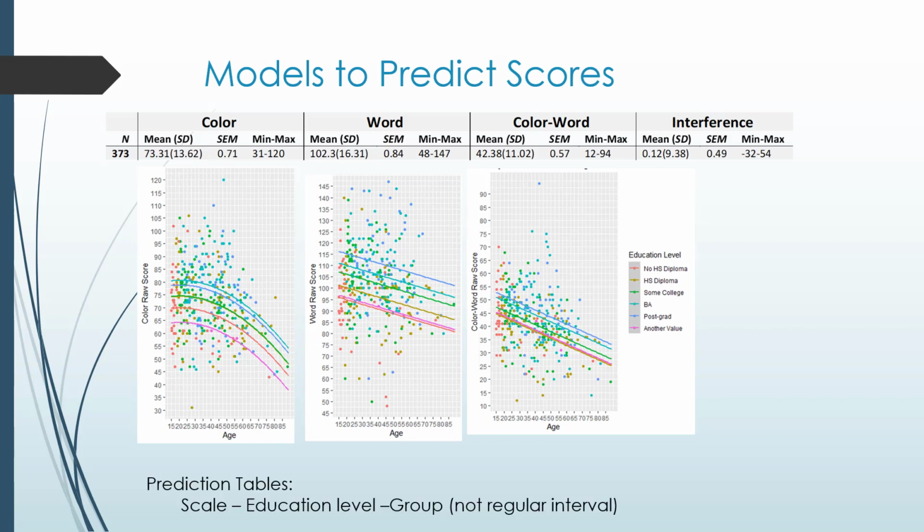And from these, we were able to construct prediction tables. So for each scale, there's a separate education level. You consult that table based on the person's education level and then look at their age. For this edition of the Stroop, the age groups were not necessarily at regular intervals. It could be a certain age band of like 3 years, and then the next age band could be like 4 years. And you'll consult that to find the appropriate predicted score.